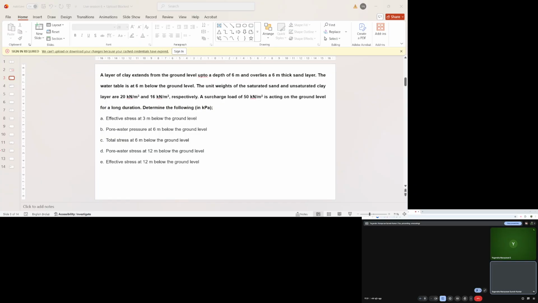So sigma is equal to 50 plus 16 into 6, which is 96, so 50 plus 96 is 146 kPa.